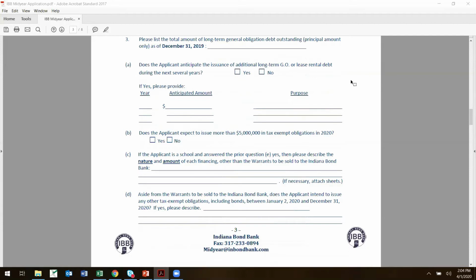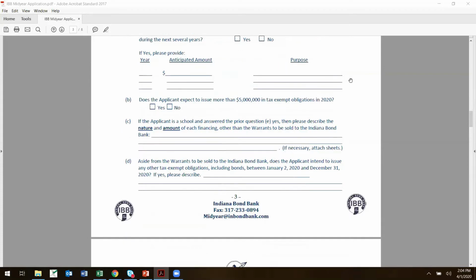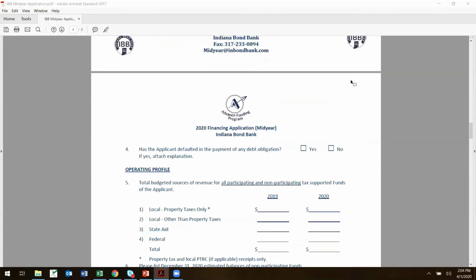Here again is just general information. Are you expecting to issue more debt? And if so, give us an idea of what that looks like. Go ahead and scroll down. Let's go to the next page.